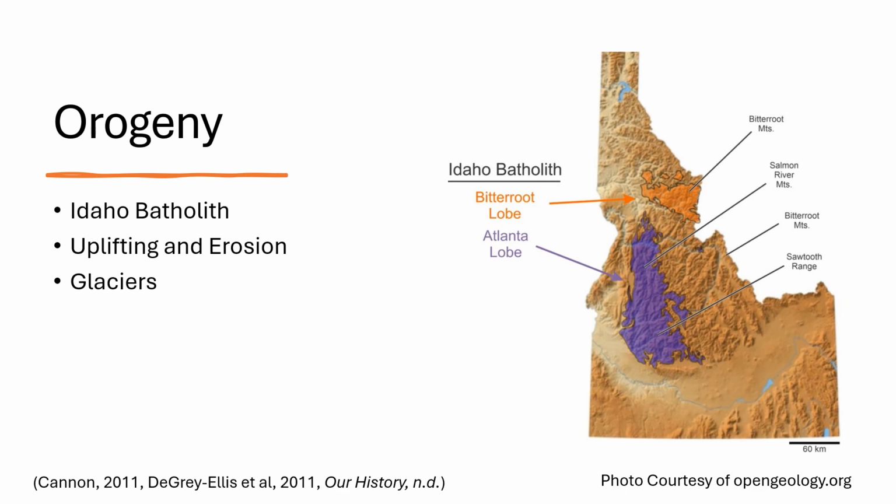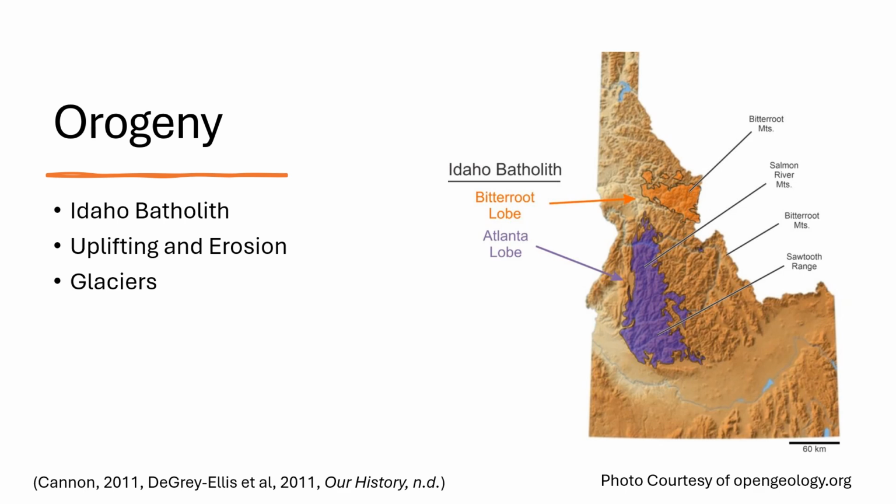The Sawtooths were formed in a similar way to most Idaho mountain ranges, by the Idaho batholith. The Idaho batholith was formed more than 50 million years ago when the Farallon Plate subducted under the North American Plate. This then caused the rock in the Farallon Plate to melt into magma, which eventually hardened into granitic rock under much of Idaho, according to DeGray, Ellis et al.